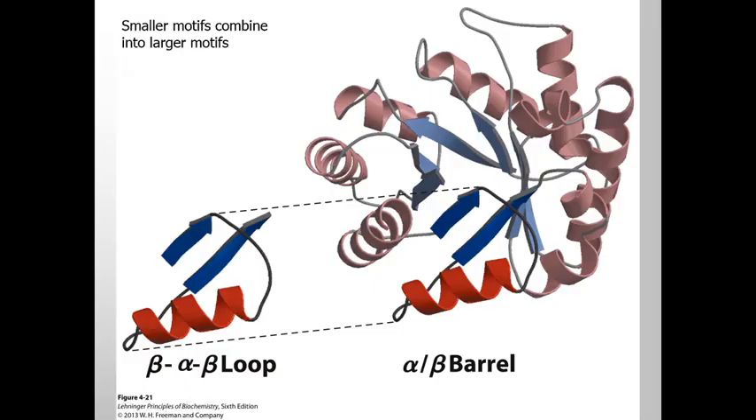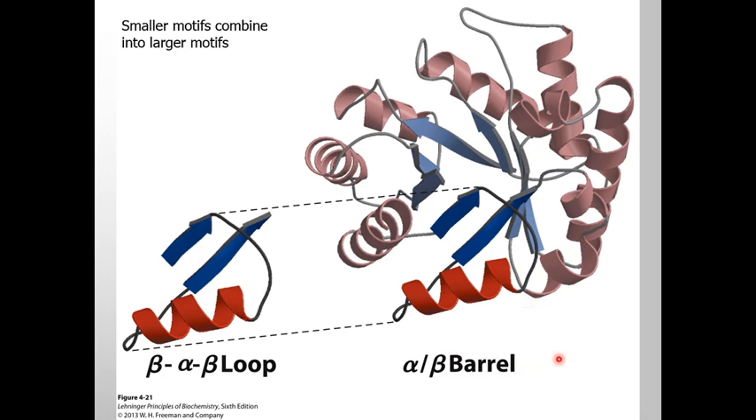Following these rules, a series of beta-alpha-beta loops, which is a smaller motif, can combine together to form a larger motif like the alpha-beta barrel. Now, the beta strands in this alpha-beta barrel create a particularly stable and common motif. In this structure, each parallel beta segment is attached to its neighbor by an alpha helical segment. All connections in this protein are right-handed.